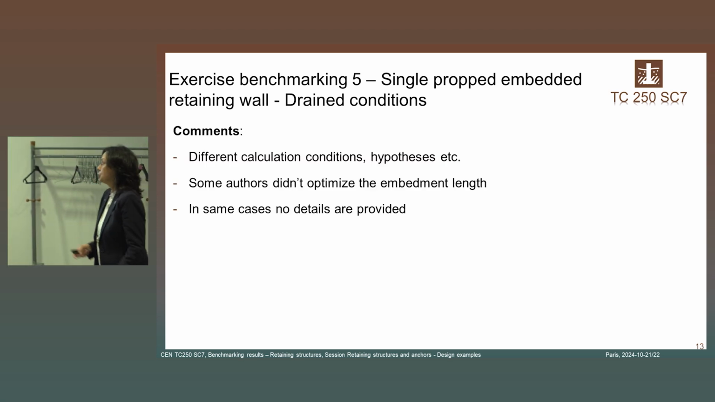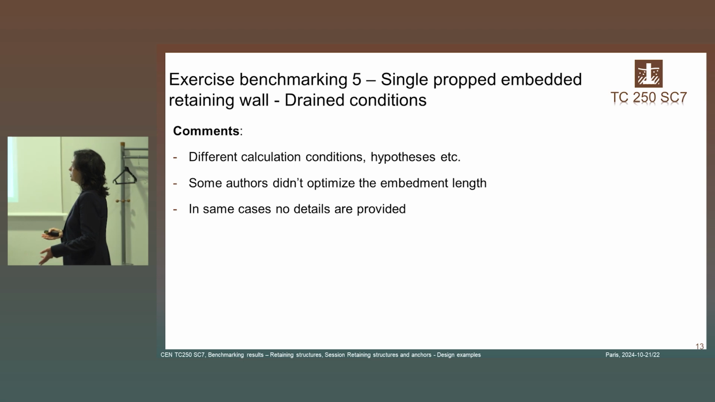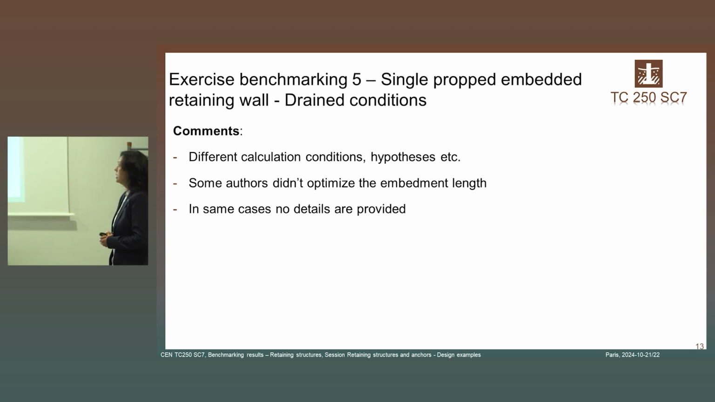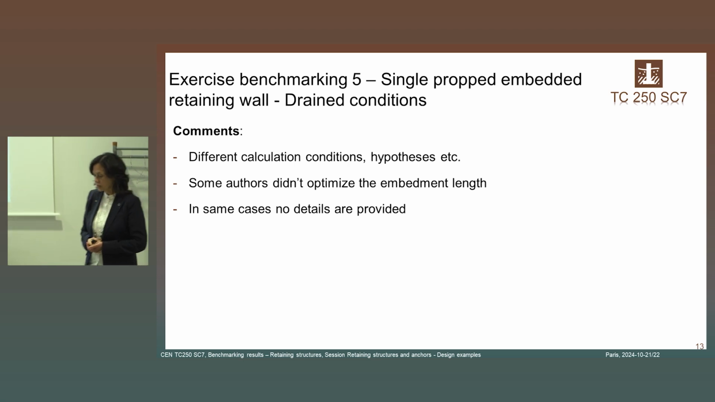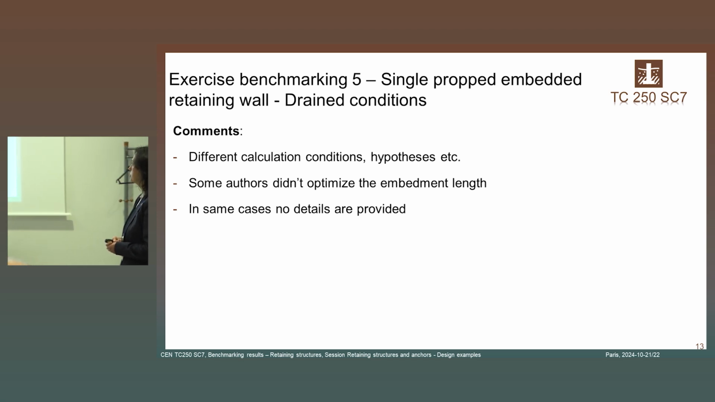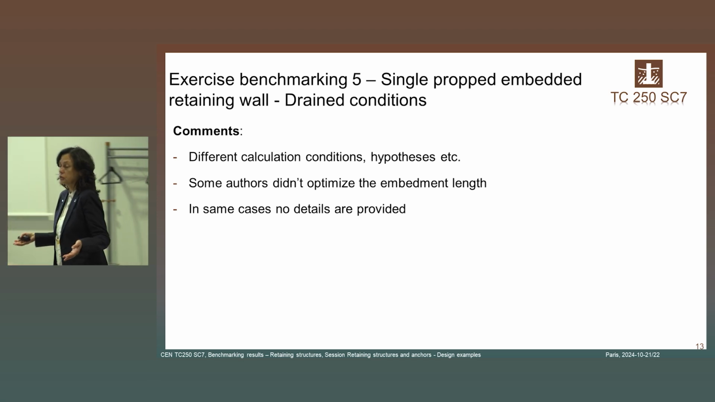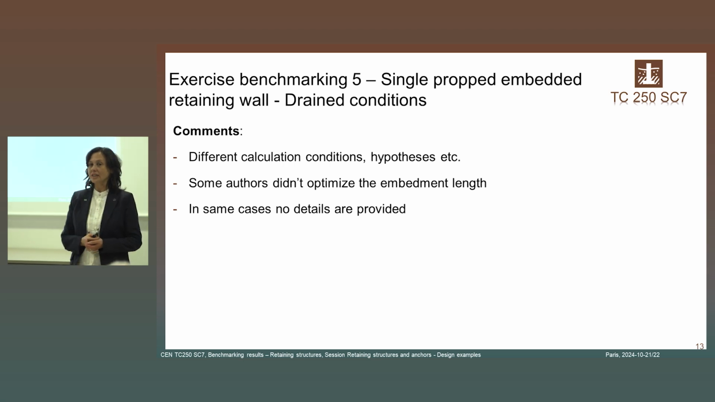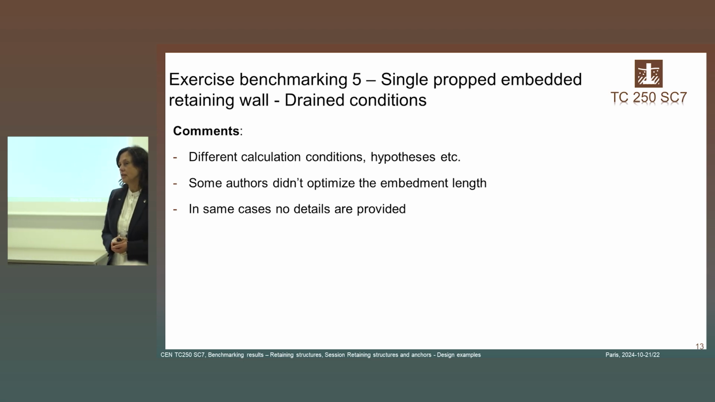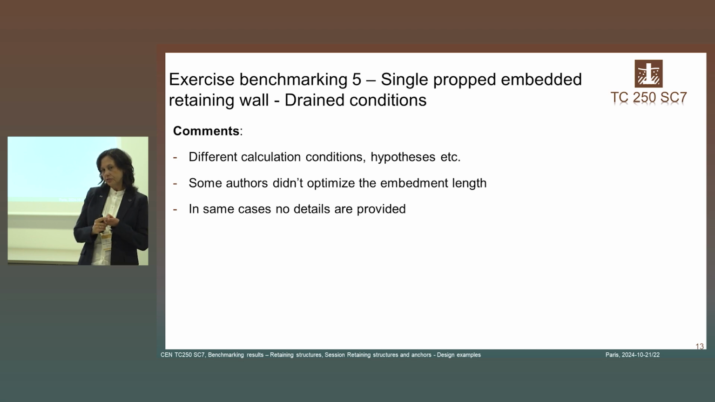So we saw that there are different calculation conditions, different hypotheses. This optimization that in some cases was missing, and in some cases there were no details, so we don't know exactly what happened there. And also we can see people are mixing provisions from the previous code, the national annex to the previous code, and the current one, so they didn't apply only the current one as it was required in the exercise.